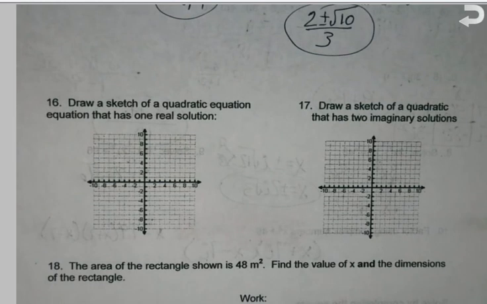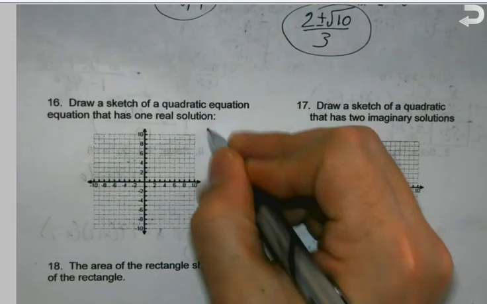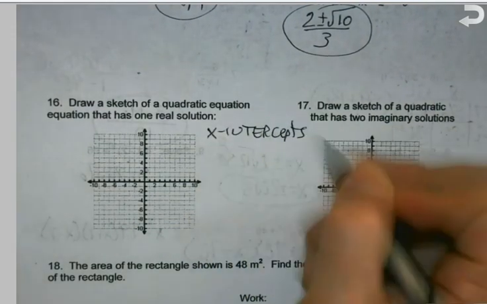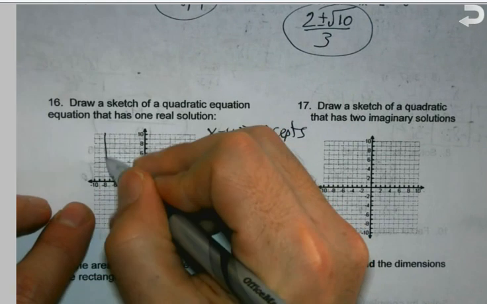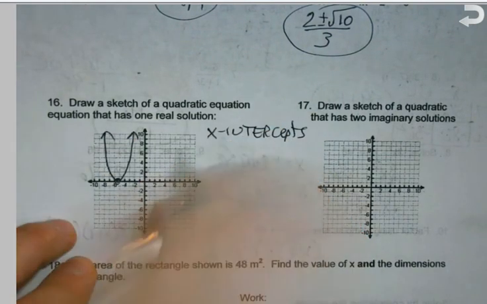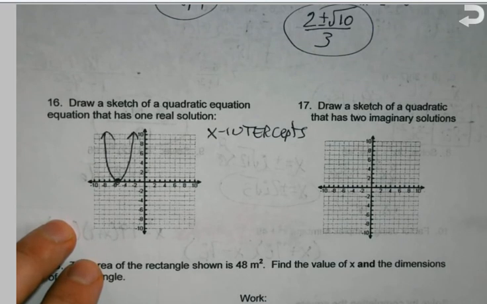Sketches. Draw a sketch of a quadratic equation that has one real solution. Remember, solutions are your x-intercepts. You can draw a parabola as long as it only touches one place on the x-axis. It can be anywhere you want it to be, as long as it only touches once. Well, you try to do the best you can. But yeah, you need to try to just make it a parabola.